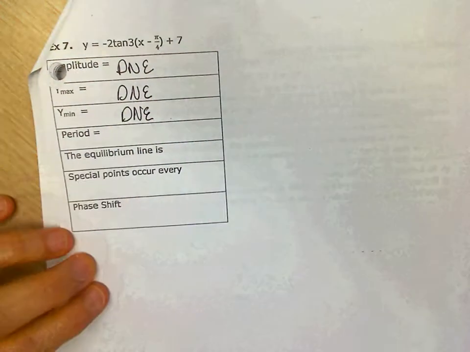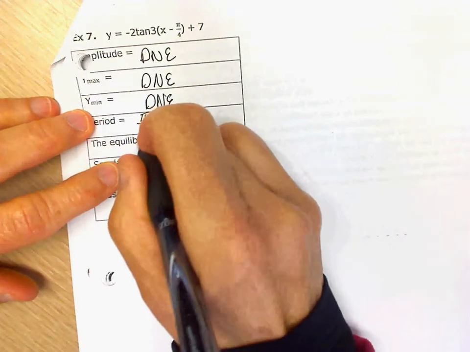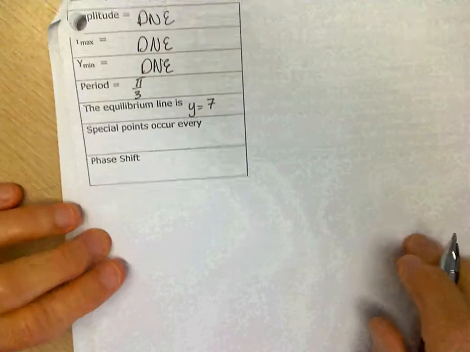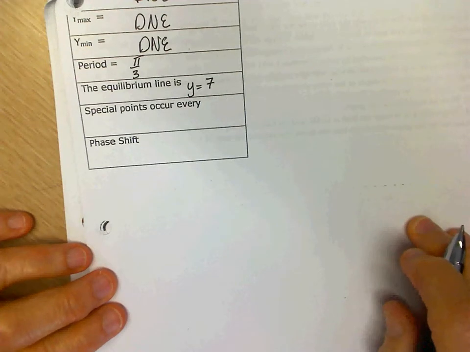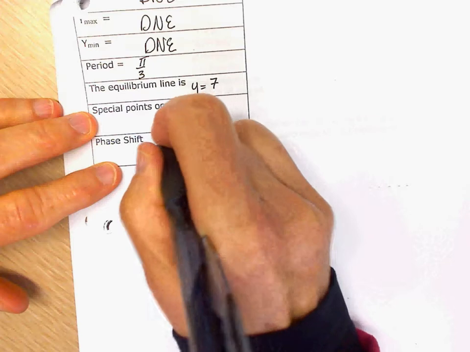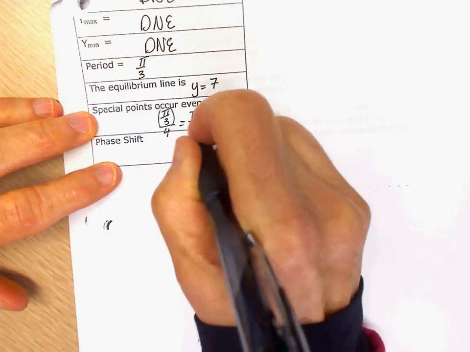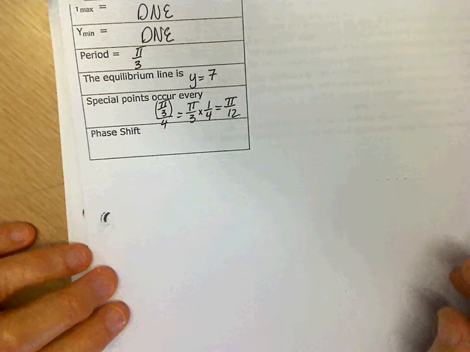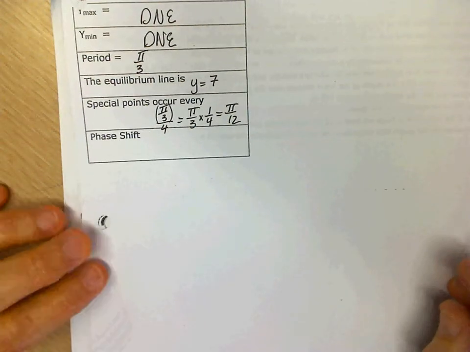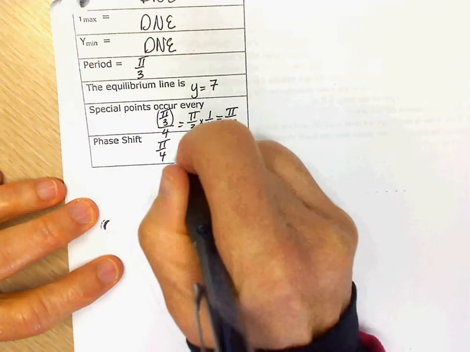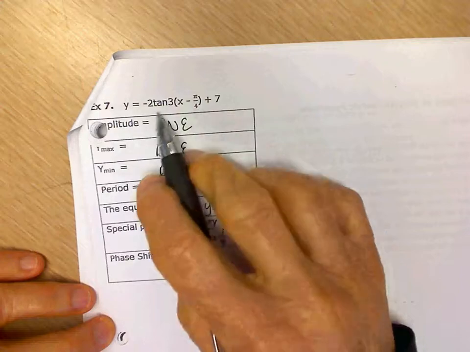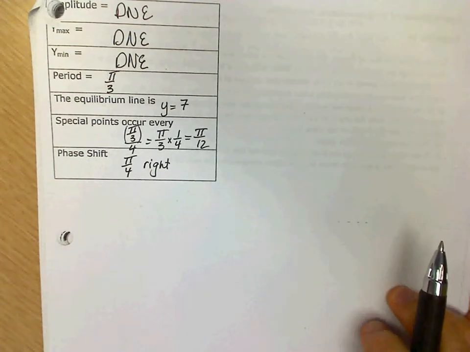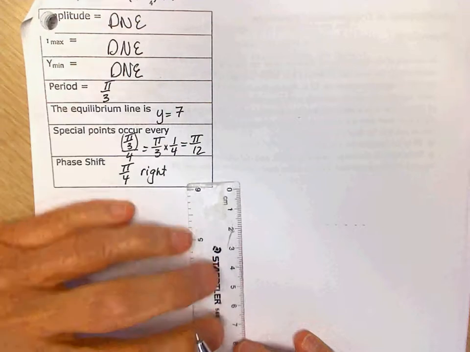Period is pi divided by 3. Equilibrium line is y equals 7. Special points occur every, well, pi divided by 3 divided by 4. So that's pi by 3 times 1 over 4 equals pi by 12. Phase shift is pi by 4 right. Right? Pi by 4 right. Ooh, and it's even reflected. My goodness gracious. So now we're going to have not our y-axis, but our x equals pi by 4 axes.